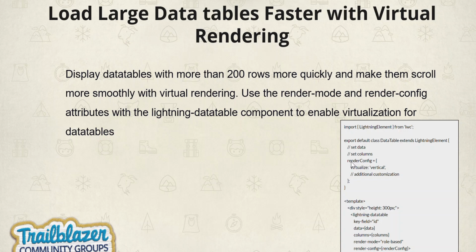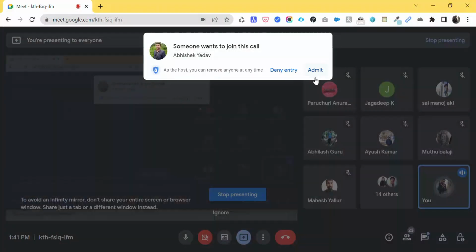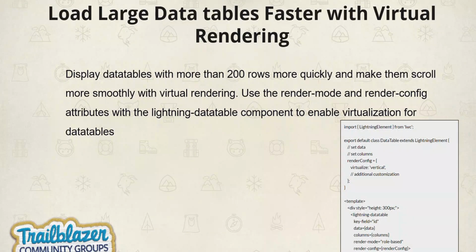If you want to make your data table render faster, or scroll up quickly and smoothly, you can use this property. Otherwise, leave it as it is, based on your need. So you can do that. And here, virtualize colon vertical, you can give this property.